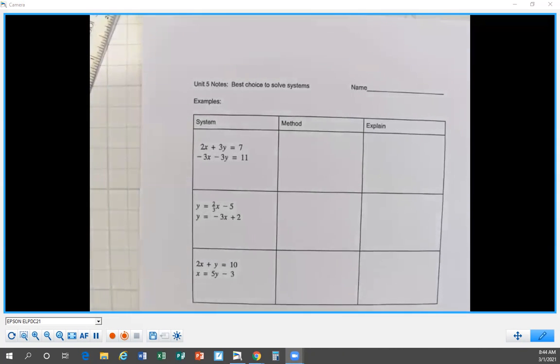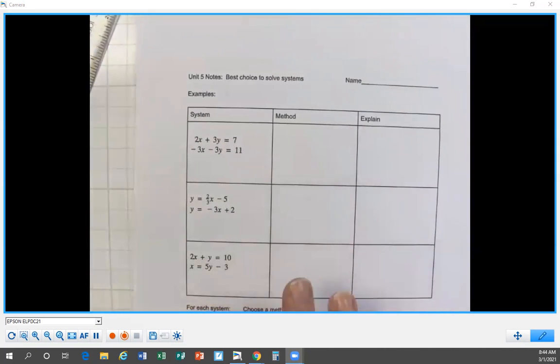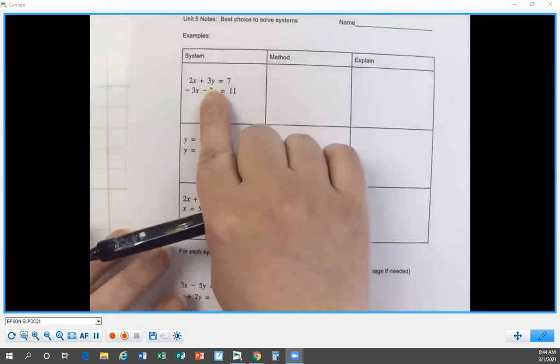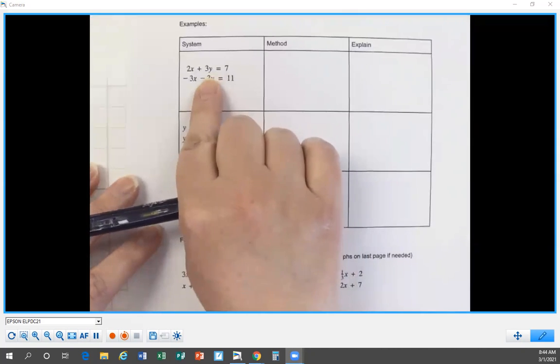Okay, today we are looking at the best choice to solve systems of equations. And so we want to use our time and energy efficiently when we are solving systems of equations. So it's worth taking a moment at the beginning of a problem to decide which method would be the most efficient method. So let's just do some sample problems together.